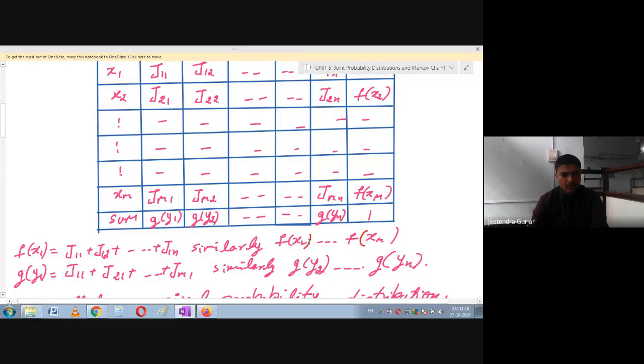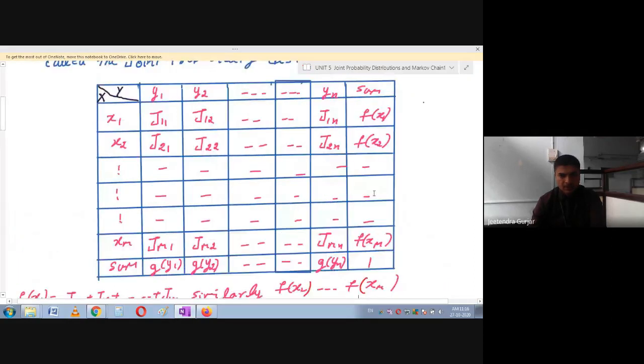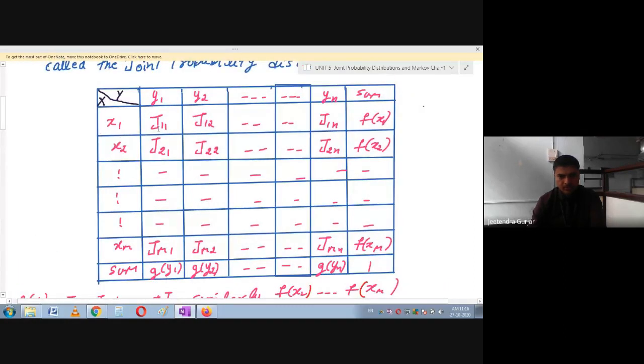Similarly, we can calculate for f of x2 to f of xm. Similarly, we go with the g of y1. So you can see here the sum of all the values, that is j11, j12 till jm1, will give you the value g of y1. Similarly, we can go for g of y2 till g of yn. So you can see all these functions are the sum of all the rows. First row, second row, we calculate the sum.